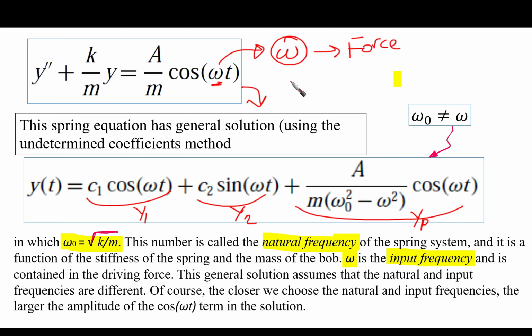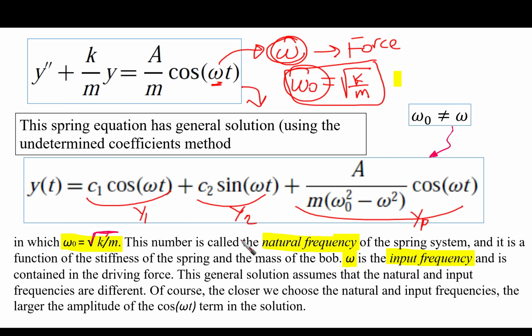But whenever we're talking about omega naught, it is related to the system itself, and it equals the stiffness of the system over the mass of the system. So this is the difference between omega and omega naught. In our solution, we are assuming that omega naught does not equal omega. That's very important, okay? So that we are going to have a solution for this. In which omega naught equals the square root of k over m.